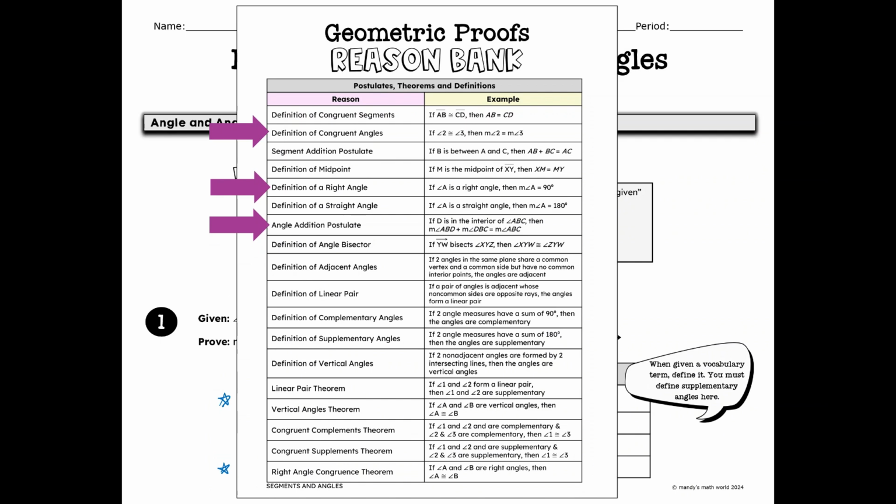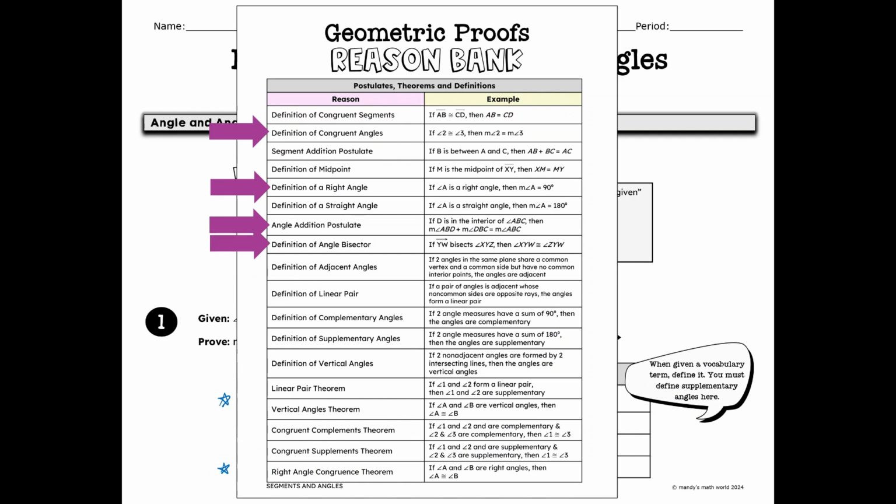And you might see that I skipped the definition of a straight angle, which tells us that a straight angle measures 180 degrees. We're actually not using that reason today. It's not in any example. But you will need to know it for future proofs.